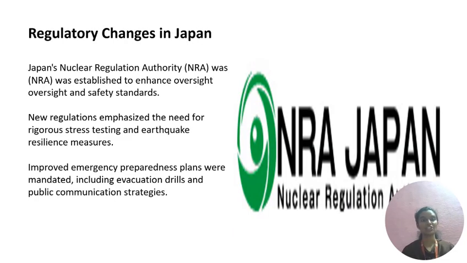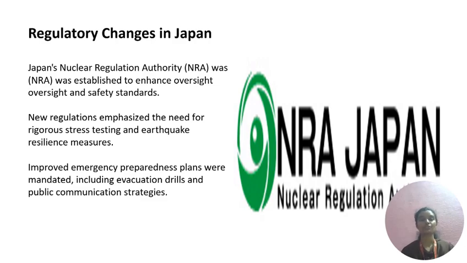The regulatory changes in Japan. NRA, that is the Nuclear Regulation Authority. Japan's Nuclear Regulation Authority was established to enhance oversight and safety standards. New regulations emphasized the need for rigorous stress testing and earthquake resilience measures. Improved emergency preparedness plans were mandated, including evacuation drills and public communication strategies.